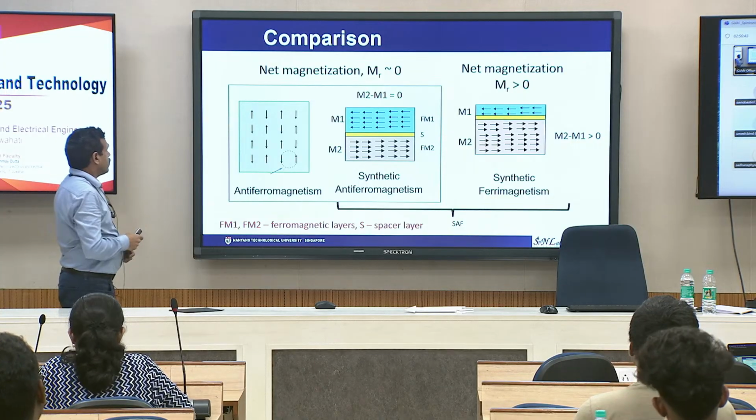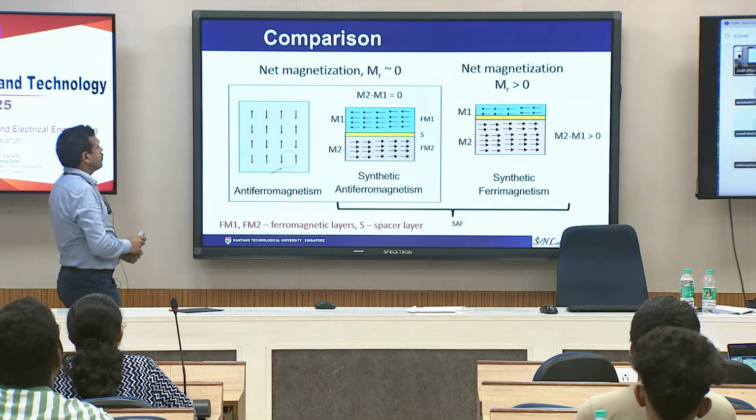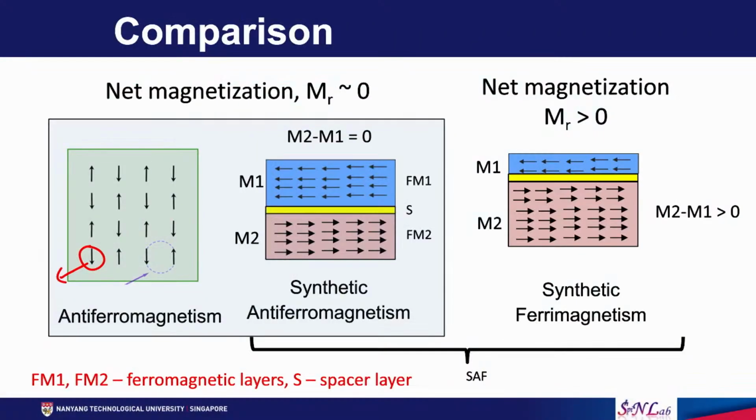Okay, so, quite often people may get confused. So, here I summarize everything, compare everything. So, when you are talking about antiferromagnetism, you are talking about atomic magnetic moments being antiparallel. Whereas, when we talk about synthetic ferromagnetism, we are talking about magnetic moments of layers. Magnetic moments of ferromagnetic layers.